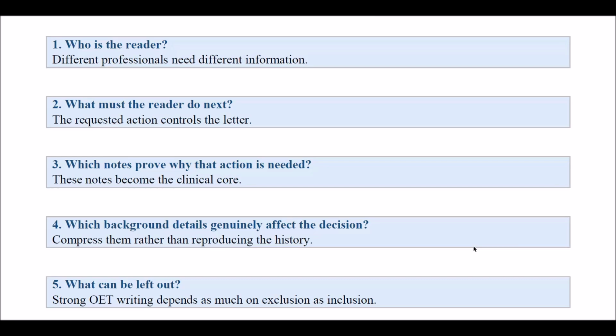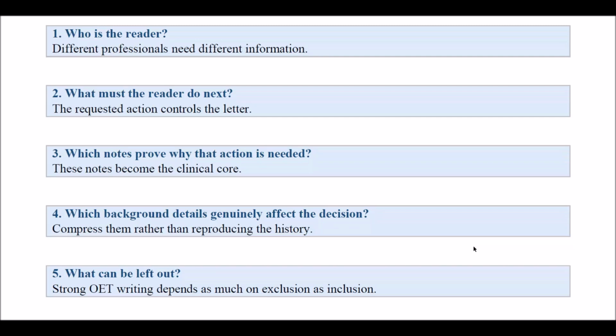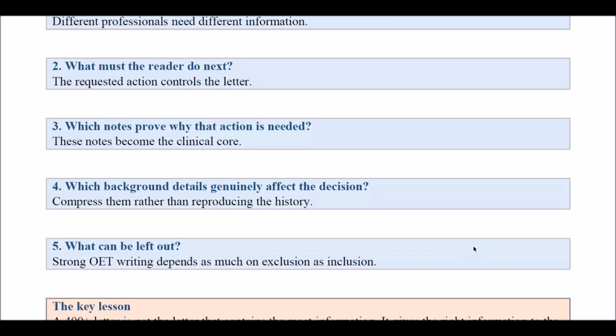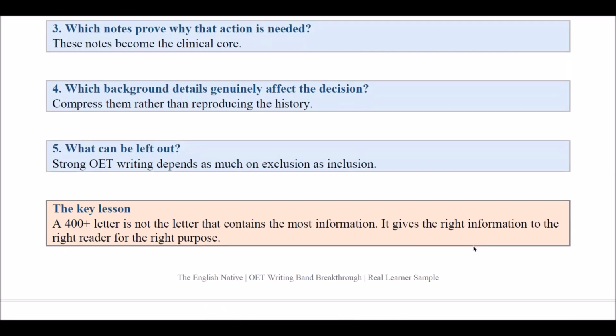This is before you even start writing. Who is the reader? What must they do? Which notes are the evidence that prove what you want them to do? Which background genuinely affects the decision? What can be left out? So 400 plus is not the letter that contains the most information. It gives the right information to the right reader for the right purpose.